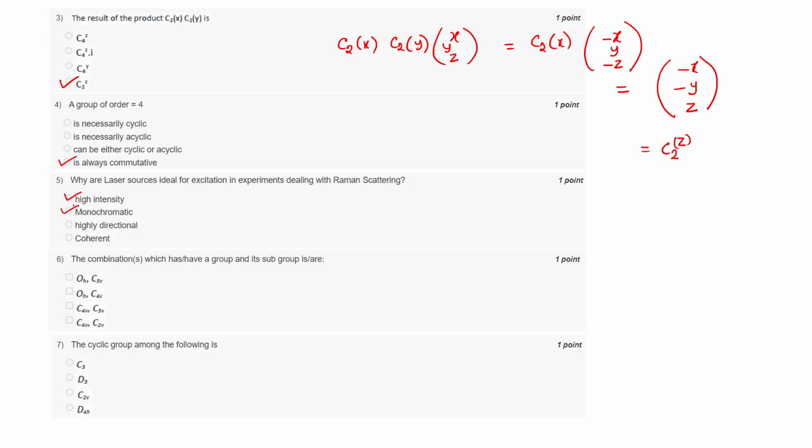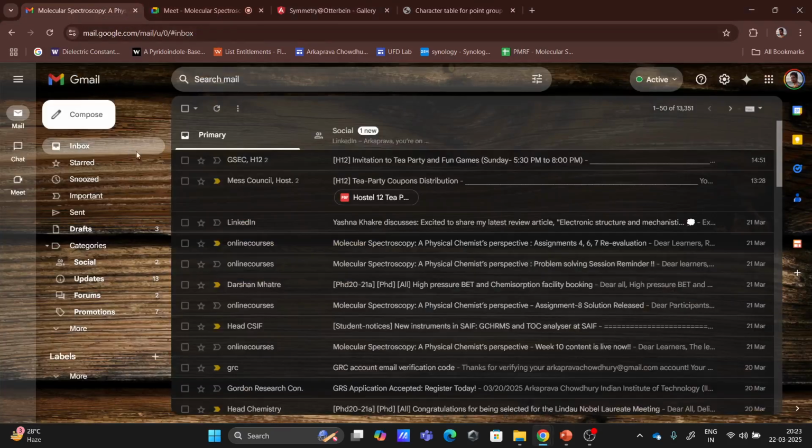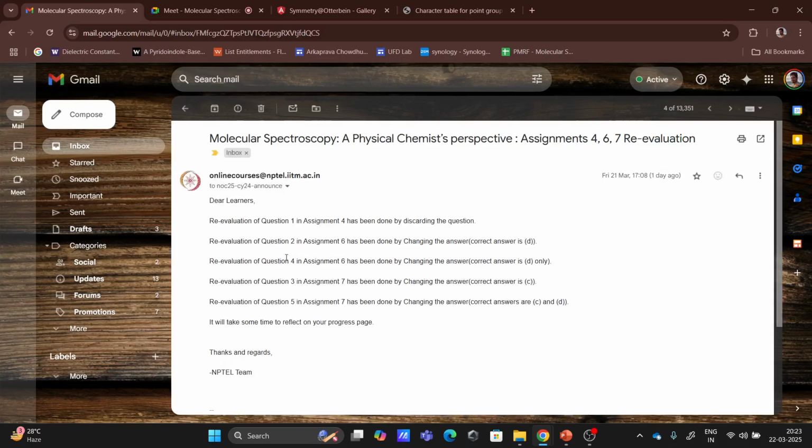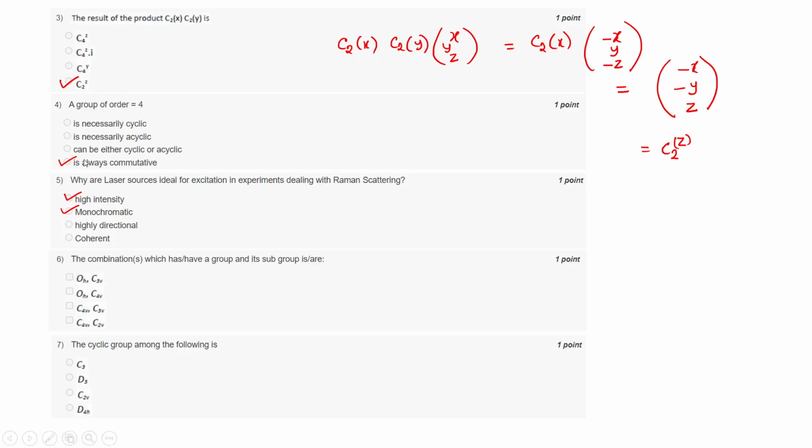Did they correct it? I think yesterday some mail came. I don't think they have corrected it. Let me check. Question 4 of assignment 6. Only D. How can it be possible? Oh, question 4 is D. Achha, achha. Question 5 they have not discussed. So I'll also tell them to change this.